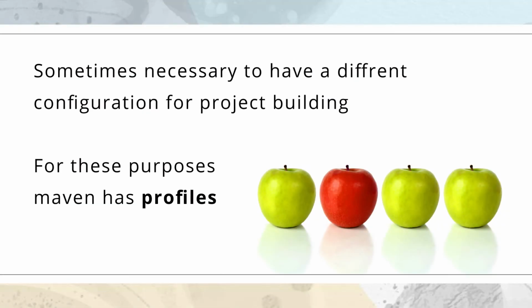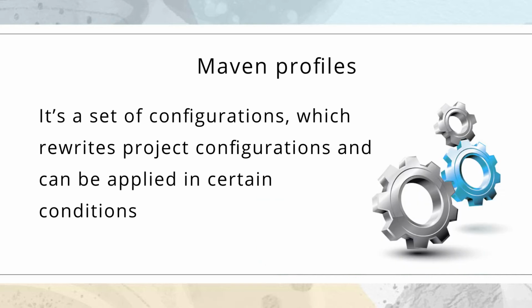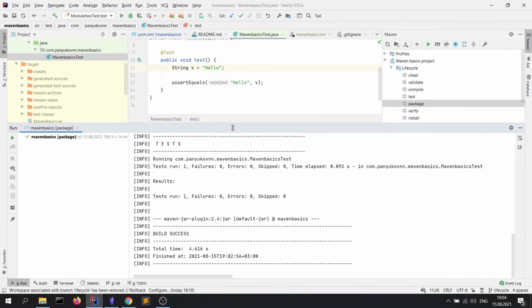Sometimes it is necessary to have a different project and plugins configuration for building, for example, if you need to build your project on a different operating system. For these purposes, Maven has a tool called profiles. A profile is a set of configurations which overrides project configurations and can be applied under certain conditions. Let me show you an example of a profile.